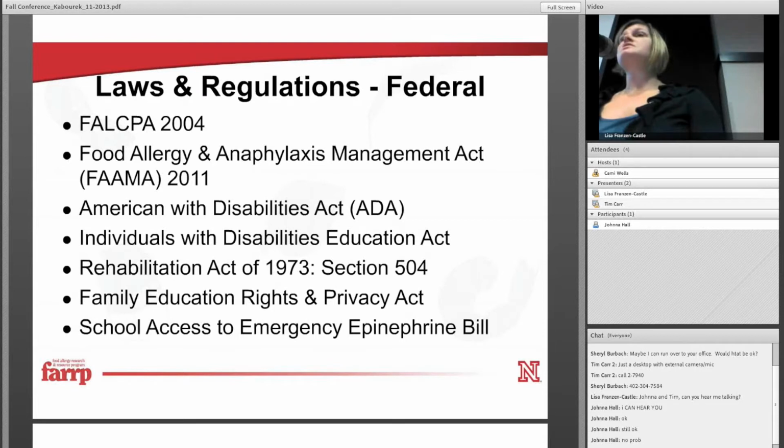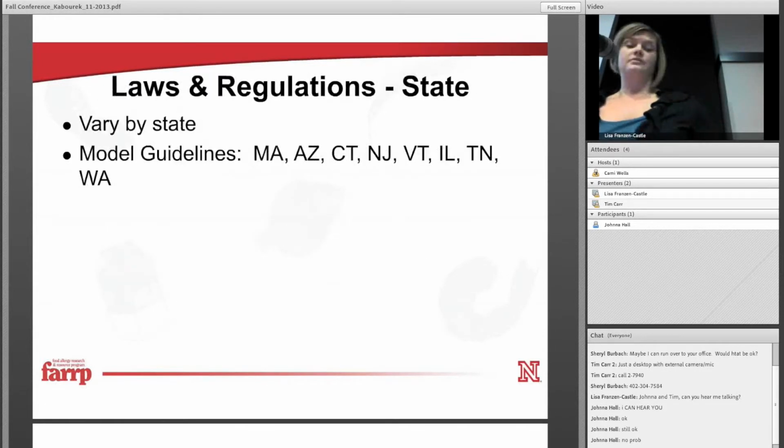He also revealed that his oldest daughter has peanut allergy. So kind of interesting. It kind of hit home for him, I suppose. There are some state laws and regulations. These are mostly schools, their state guidelines. Massachusetts was kind of the first, and theirs is kind of the model guideline, and they're all available on the web.